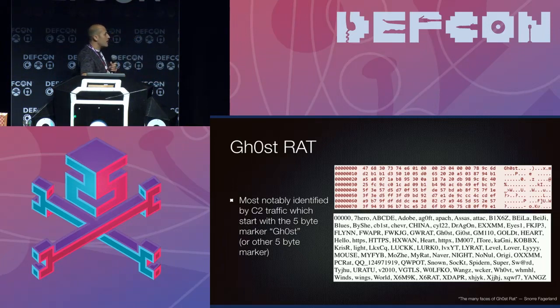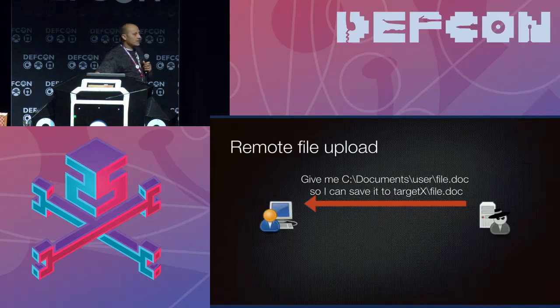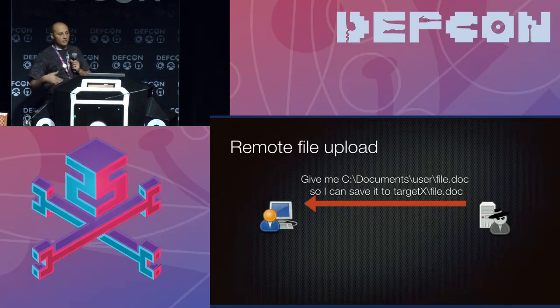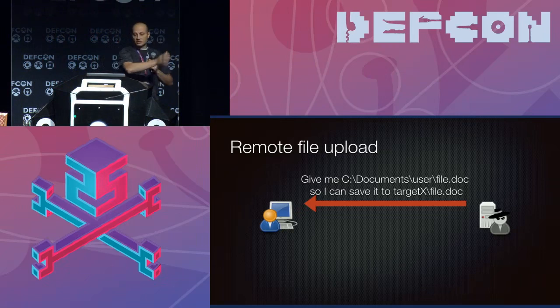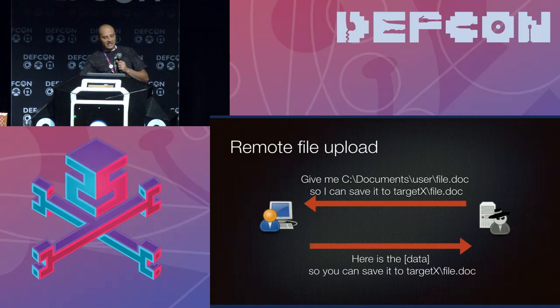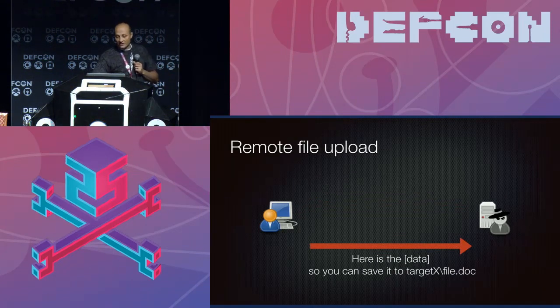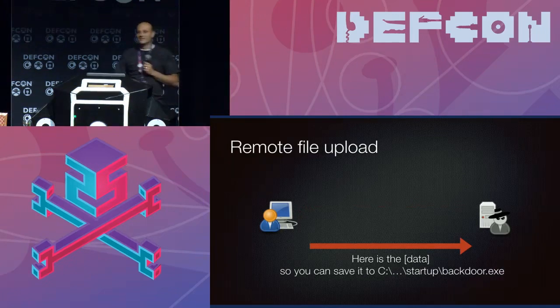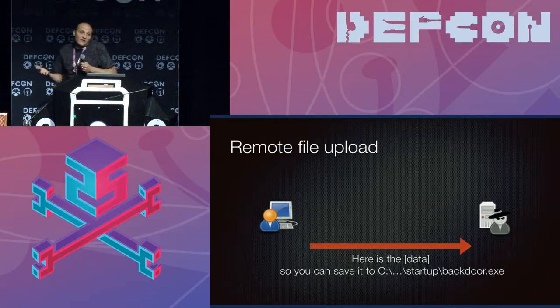And like Extreme RAT, it had a very similar logic bug, but this one is the other way around. When it's requesting a file from its victim, it will tell the victim, hey, give me your local file, document user file.doc, so I can save it to this path. And the victim is like, well, that's very nice. Here's the data. You can save it to that path. Oh, by the way, I also have this second file that I'd like you to save to your startup folder. And sure enough, if you know the path to their startup folder, it'll put it right there.